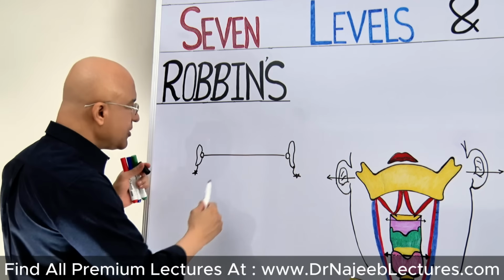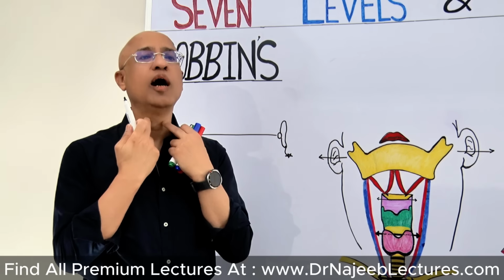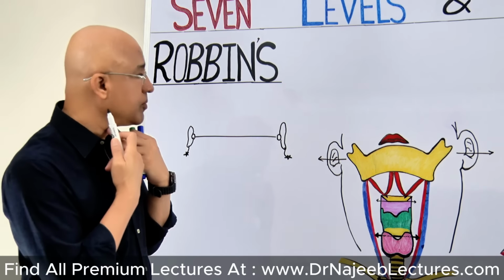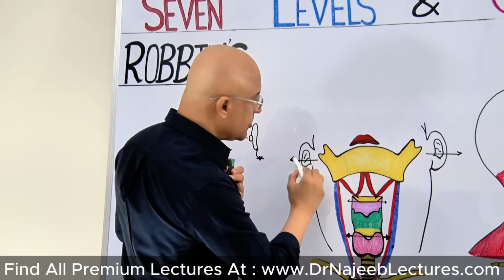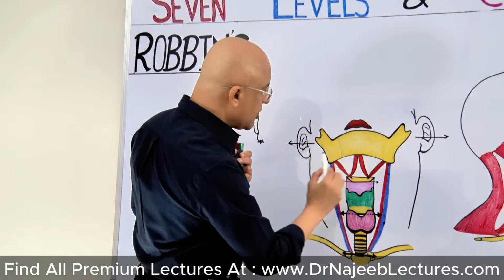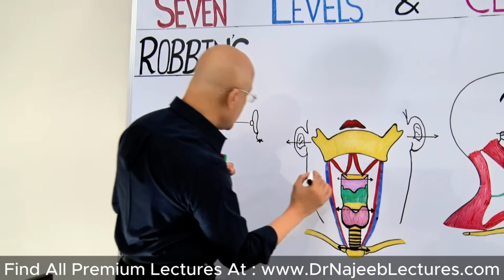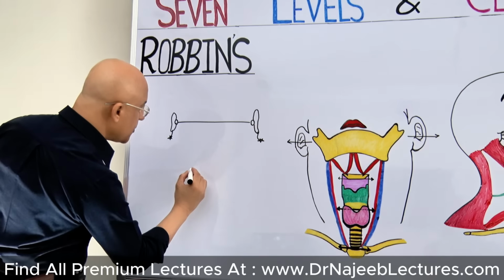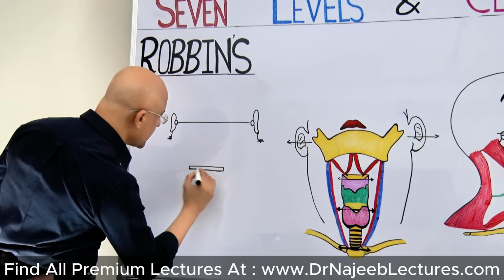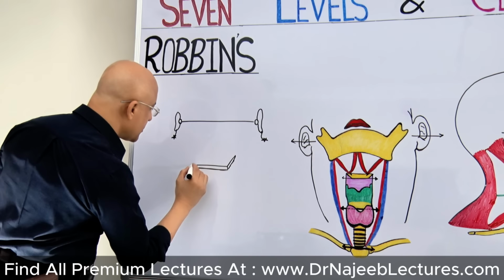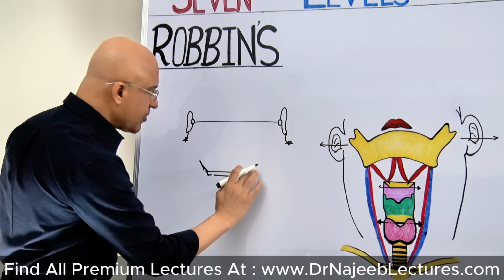The second landmark is, when you come down from here, the hyoid bone. So look here, this is your baseline, the base of the skull, and here is your hyoid bone. This hyoid bone I will simply draw over here. This is the hyoid bone, you know, it has the greater cornu. This is our second landmark which we will discuss in detail.